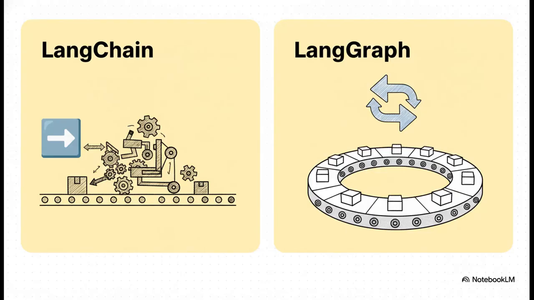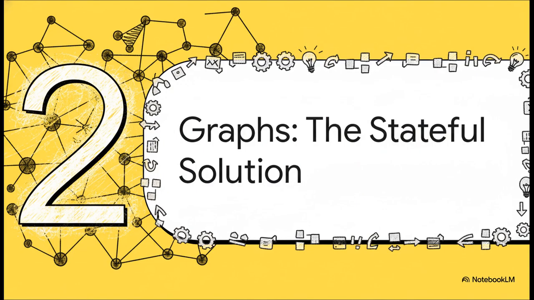So let's put it side by side. With LangChain, you get that simple, linear execution. It's fast, but trying to make it loop is a total hack. You end up with these messy, custom workarounds. LangGraph, however, is built for cycles from the ground up. It's stateful by design, which means loops aren't a hack. They're a core native feature of the architecture. And that brings us to the solution for those complex, real-world problems. Let's talk about LangGraph and see how it helps us build a much more intelligent, much more resilient system.